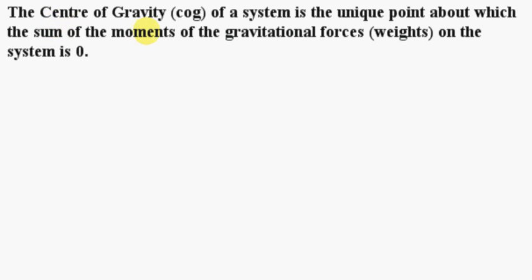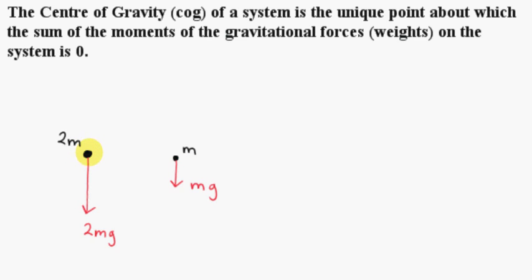Now, the center of gravity, abbreviated COG, of a system is the unique point about which the sum of the moments of the gravitational forces or weights on the system is 0. Let's start with a simple system. This system consists of 2 particles, so we can ignore the dimensions of these particles. They are essentially point masses.